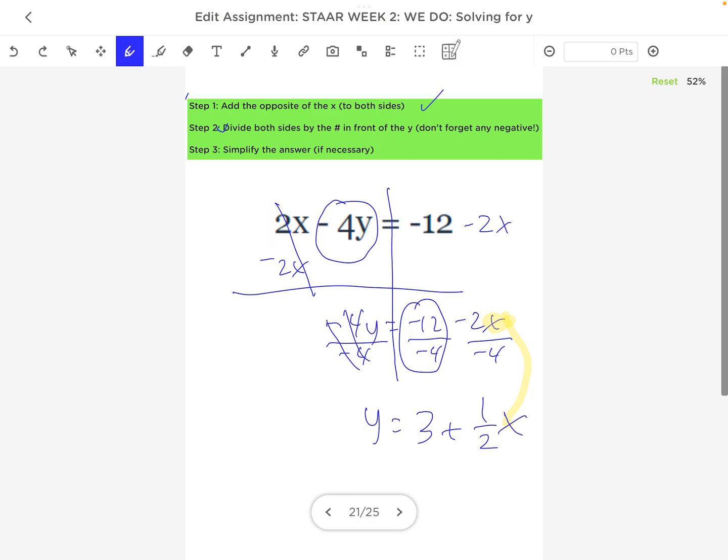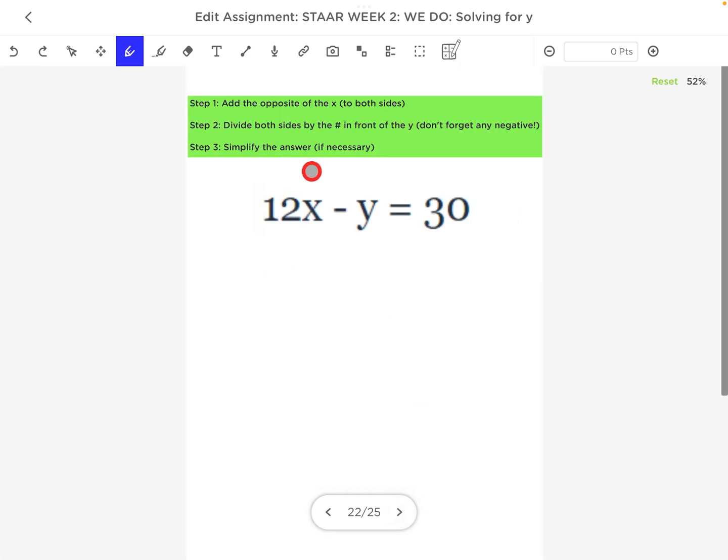So we're going to bring the x over there. So now we are done. That's our answer: y equals 3 plus 1 half x. Okay, let's keep that in mind. Let's keep it moving on this one.